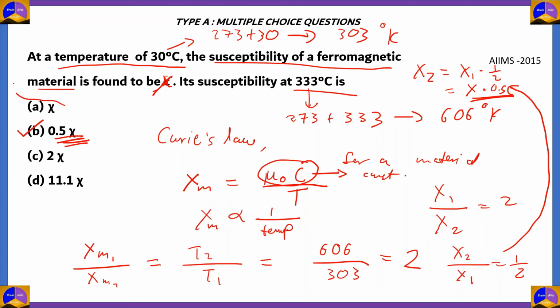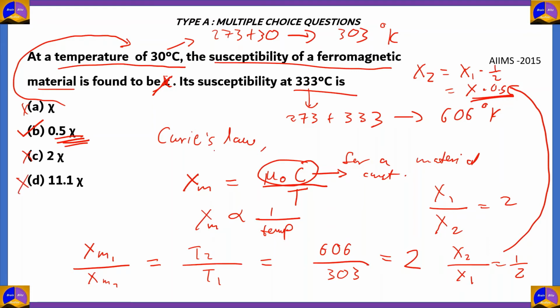Option A is the magnetic susceptibility at 30 degrees Celsius. And 2 Xi does not occur. For that to occur, we should use the relation that Xi1 is equal to 2 times Xi2. But here we need to find out the value of Xi2. So that is incorrect. And 11.1 Xi is not found in our calculations.